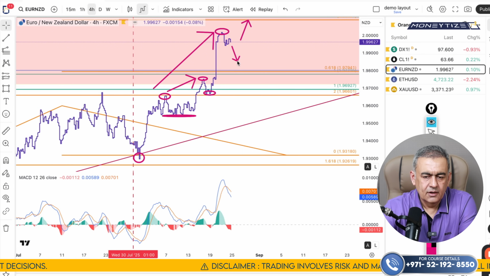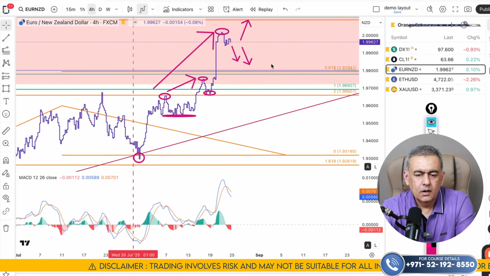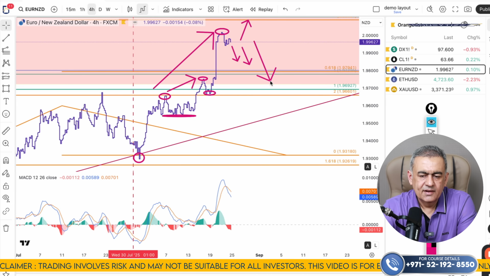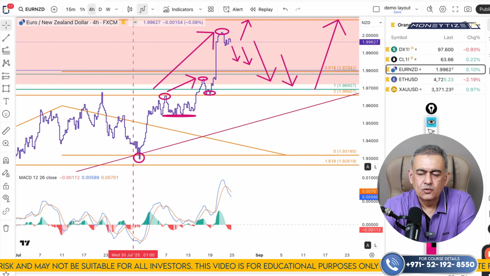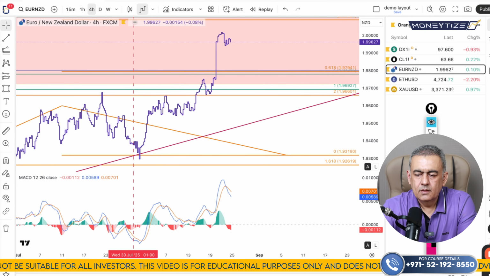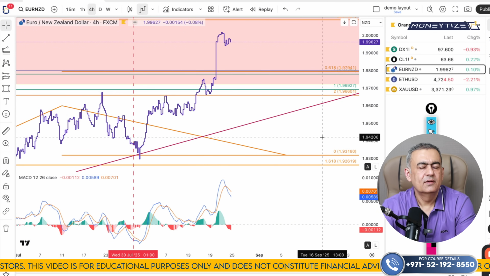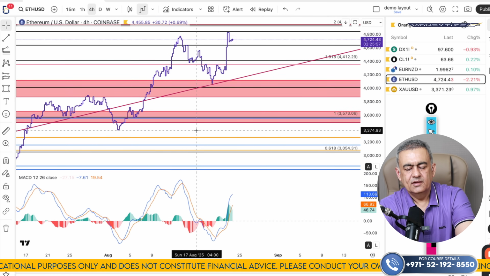So if I get to see a drop around 1.9794 or a deeper pullback towards 1.9692, I will take it as an opportunity to buy, and my first target would be around 2.0150. So this is the plan for Euro versus New Zealand. Buy the dips. And the next instrument is Ethereum.